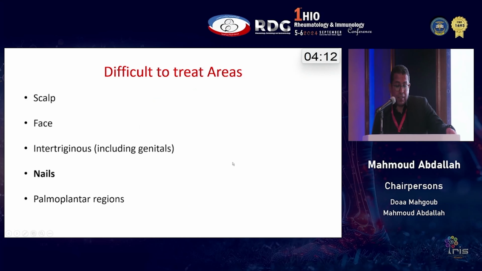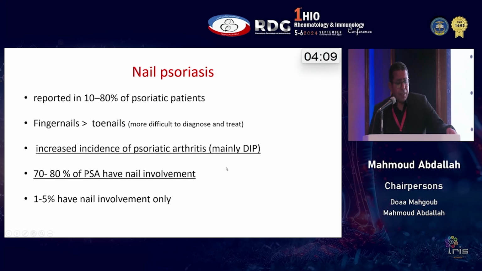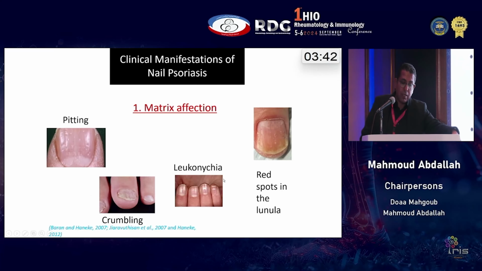of genital areas. Moving to the nails, nails are reported in up to 80% of psoriatic patients. Fingernails are more commonly involved than the toenails. Toenails are really difficult to diagnose, especially if they are the only site of involvement. There is increased incidence of psoriatic arthritis, mainly distal interphalangeal joint arthritis. 70 to 80% of psoriasis have also nail involvement, and 1 to 5% have only nail involvement.